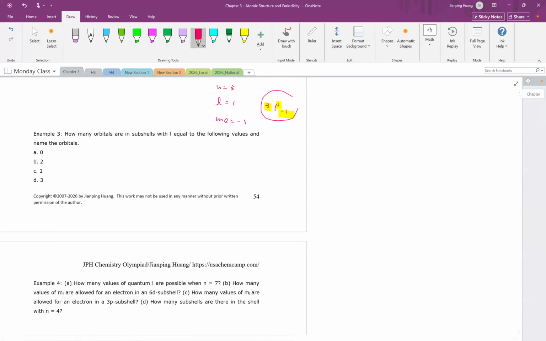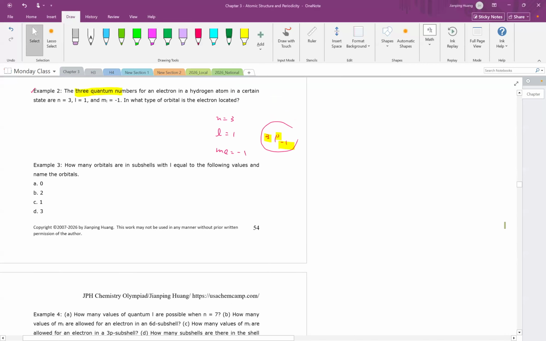I'll give you a minute. Yes, 3p minus 1, that's right. 3p minus 1 for sample 2. Good job.